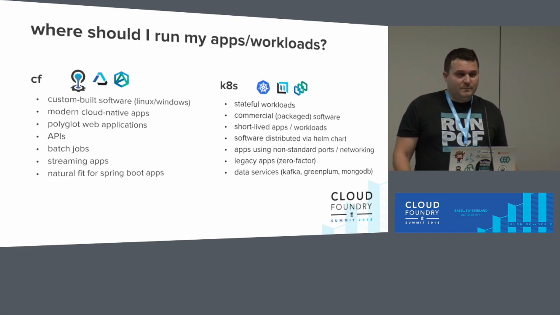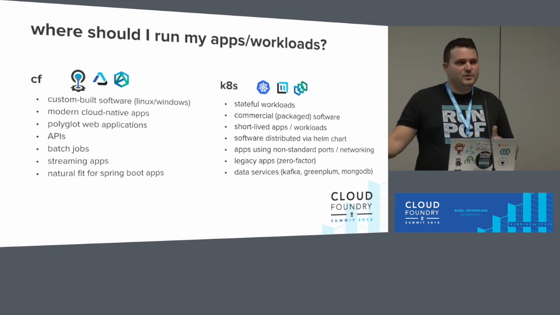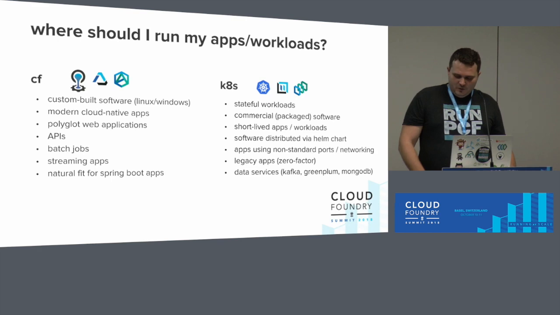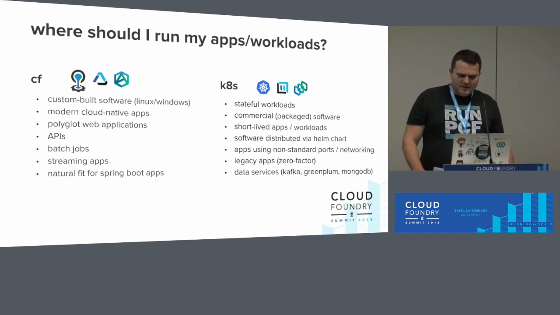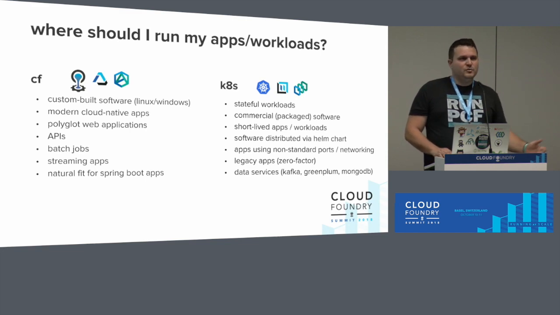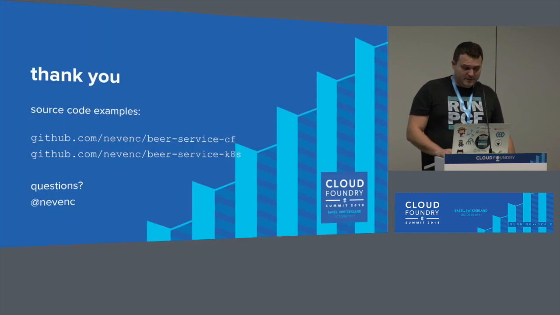For some of the workloads, maybe there is a Helm chart, and it's easier to install it that way. Maybe for some apps that have non-standard ports, networking, some of the legacy applications, it's easier to port them to Kubernetes first. And of course, data services. There is Kafka, Greenplum, MongoDB. There are a lot of different data services that have readily made Kubernetes manifests.